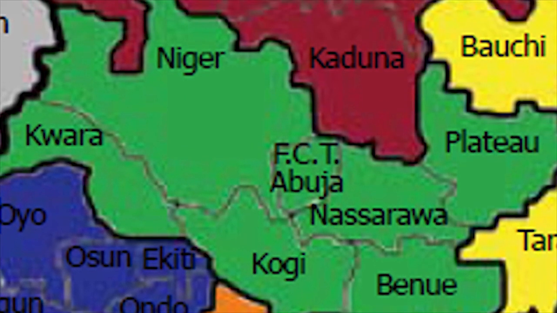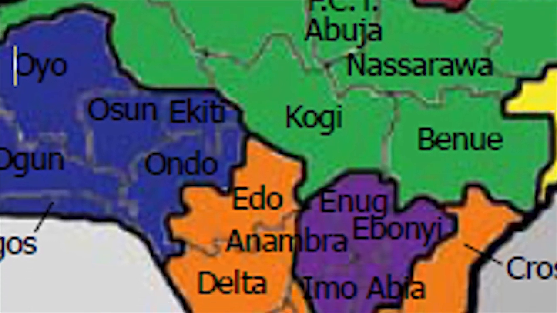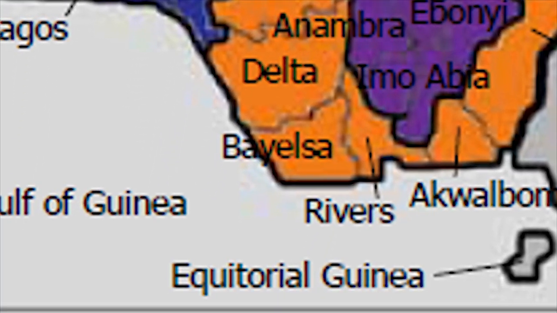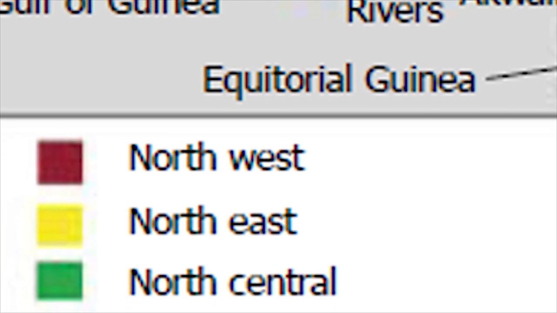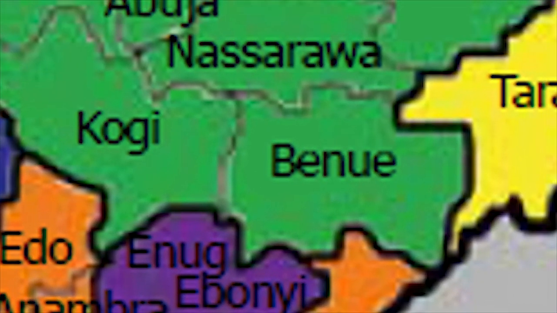We also have Niger State, Benue State, Nasarawa, Kogi, Kwara, Plateau, and Abuja, the Federal Capital Territory, as states in the North Central region. Benue and Kogi have both savanna and tropical forest region in some parts.